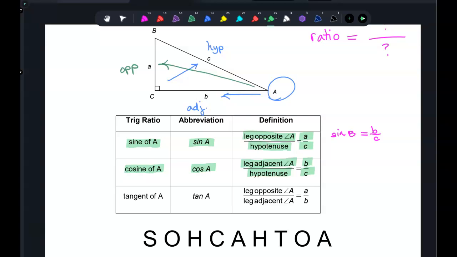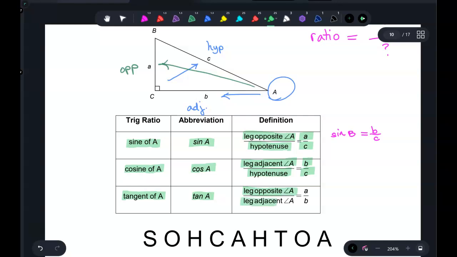So notice this always says leg adjacent. Leg opposite. We're not ever going to do sine of the 90-degree angle, not until you get to algebra 2, okay? We're not going to do the cosine of 90 degrees. We're always going to do the acute angle, all right? Okay, the last one, this one's tangent. Tangent of A is going to be the leg opposite to angle A over the leg adjacent to angle A. So that's A over B.